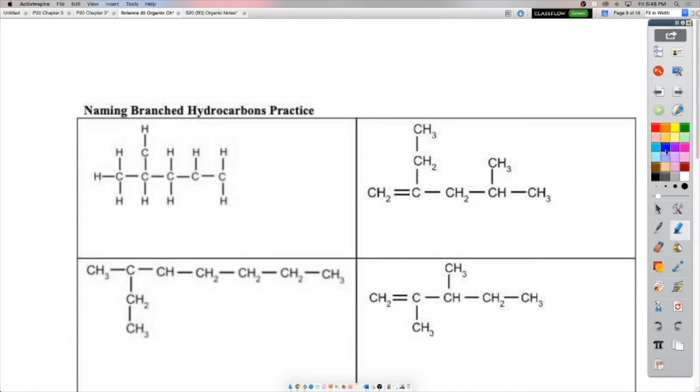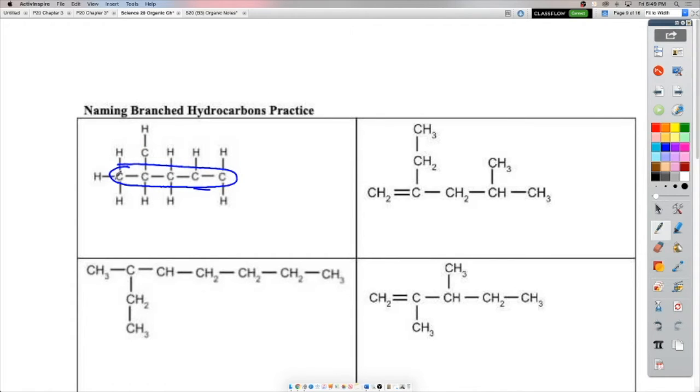Okay, so like yesterday, what should we always do whenever we're doing this? Find the longest continuous parent chain. Now, it can be a little trickier to find because now notice there's little branches coming off, but look, if I circle this one, 1, 2, 3, 4, 5, okay, let's just check that there's not a longer one. What if I went this way? 1, 2, 3, 4, 5. Okay, so it doesn't matter. Either way, the longest parent chain is 5 carbons.